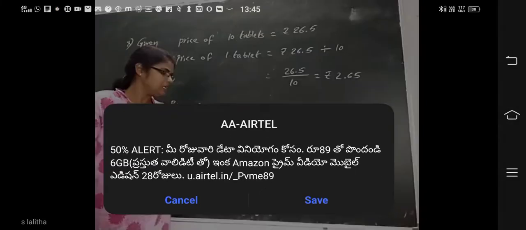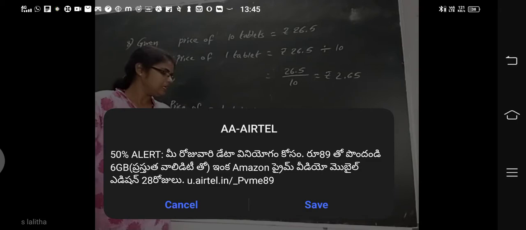So the number of decimal places in the product is 3 decimals. You should add these decimals only. Point after 2 digits here, and here point after 1 digit. So 2 plus 1, how much? 3. So in the product how many decimal places are there? 3 decimal places. So you should take 3.